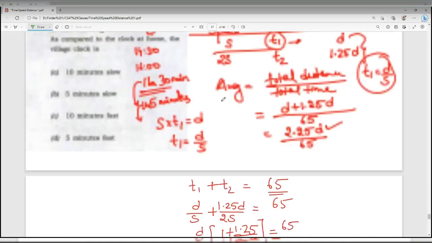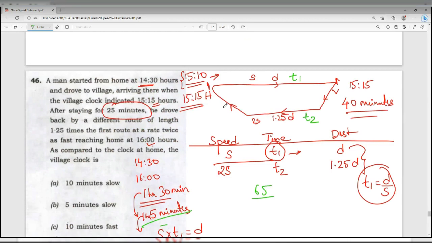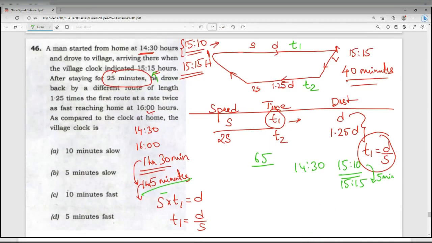So in his clock, it should have shown, from 14:30, if we add 40 minutes, it becomes 15:10. The home clock would have shown 15:10. But when he reached the village, the clock was actually showing 15:15. So the village clock is 5 minutes faster than the home clock. I hope you have understood this. If you still have any doubts, please ask.